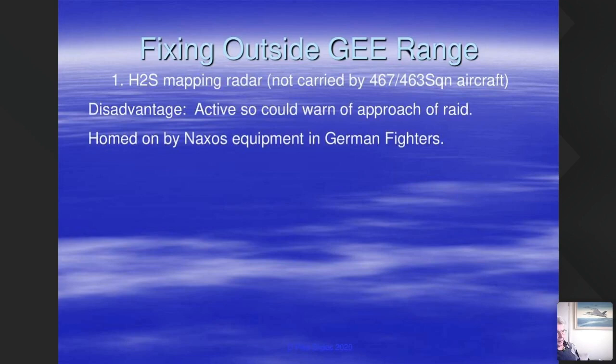Other aids, H2S mapping radar, pretty basic in those days. It wasn't carried by 467, 463 Squadron aircraft. The disadvantage was it could warn of the approach of a raid. And the Germans had a receiver called a Naxos receiver, which they had on the ground and in the aircraft. It was believed that when they found out the Germans had it, they could actually use it to home onto individual aircraft.